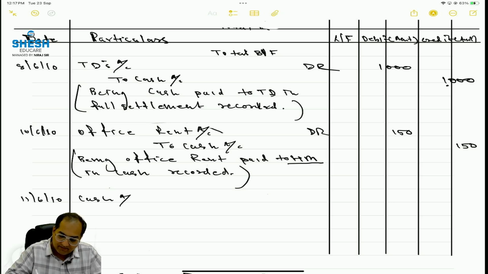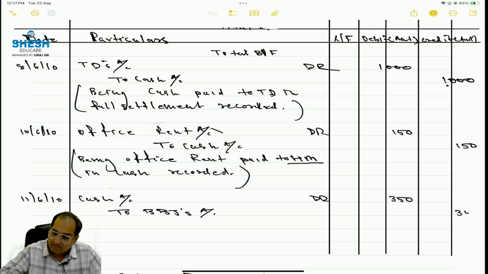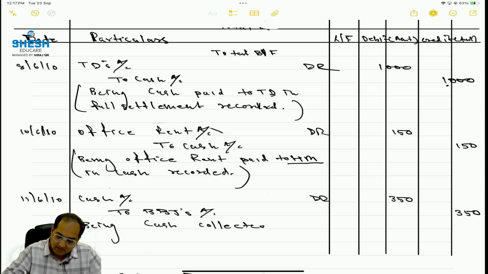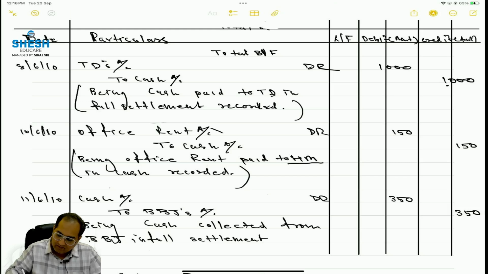Cash account debit 350 to B Bayram Ji's account 350, being cash collected from B Bayram Ji in full settlement. Recorded.